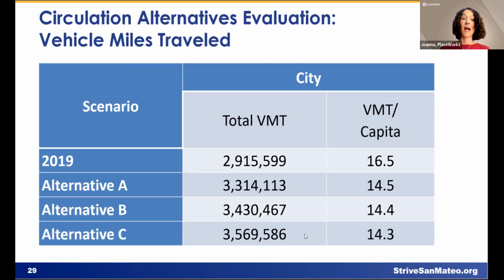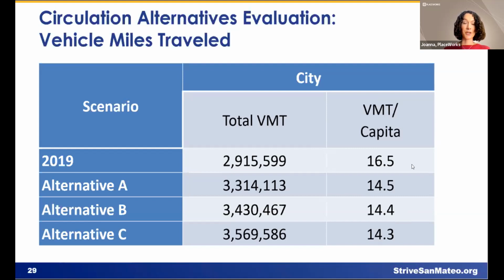B and C both have higher residential development, an increase of about 5,000 more units under B and C. So it's not surprising that those have higher VMT, but they have a lower VMT per person because each one of those people is a little bit more likely to choose other modes than driving to get around, and they may have more options under circulation alternatives to get around without using a car.